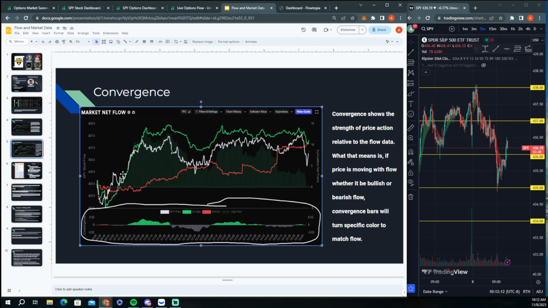So it's just kind of to pinpoint where it flipped on the SPY chart. But you just got to pay attention to these Convergence bars. You can see that it flipped green here and then gray when it flipped there, but didn't flip green. There was no green dot there.